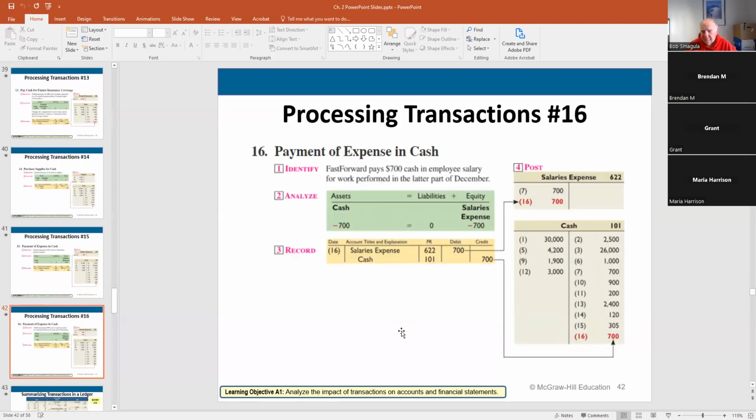Paying the salaries. Expenses go up with a debit. Cash goes down with a credit. You just have to have that in your mind, however best you can do it.